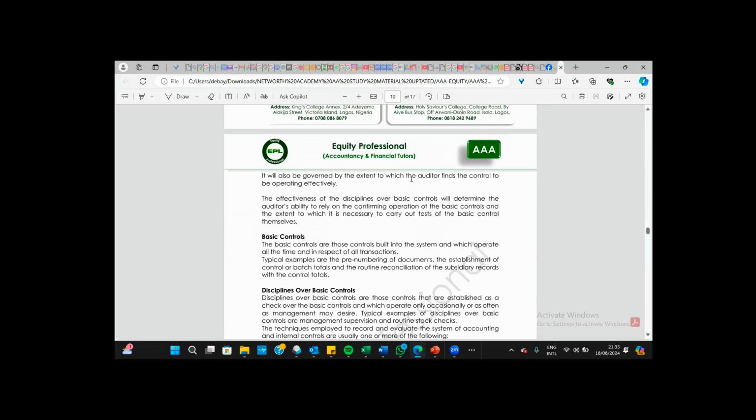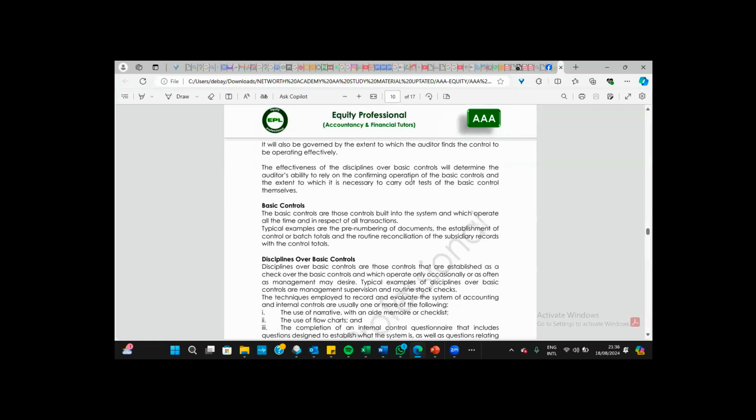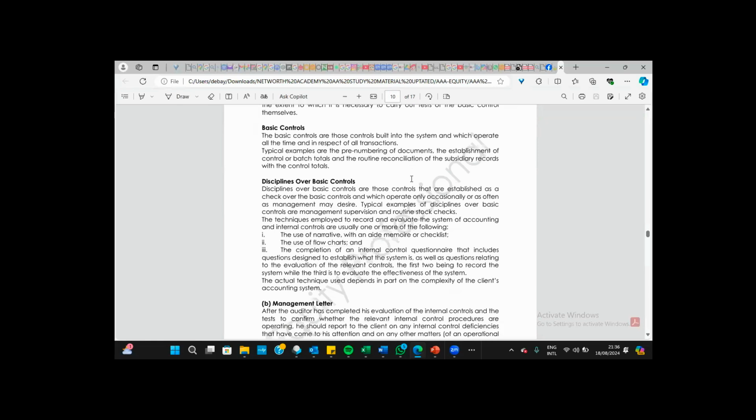For instance, if you procured some item, if you have not received it into the store, you cannot issue it out. You cannot buy something off the market and start using it immediately. No. Store must receive it. Those are basic controls that we are talking about. Okay. Another example of basic control is when you pre-number your document. For instance, your purchase requisition, you pre-number it so that nobody will tear some part of it and use it for a fraudulent transaction. Those are what we call basic controls. Okay? And there's what we call discipline over basic controls.